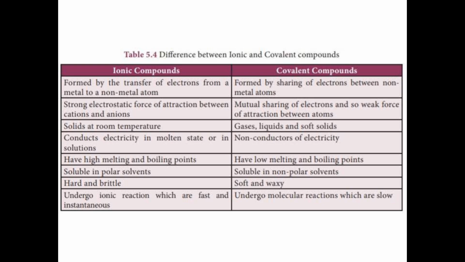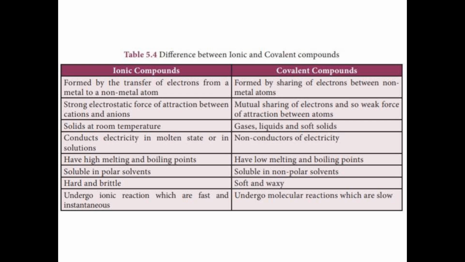Another one is that ionic compounds are usually solid at room temperature. Covalent can be gaseous, liquid, and soft solid, respectively. Ionic compounds can conduct heat and electricity, and covalent compounds, they are poor conductor or non-conductor of heat and electricity. Ionic compounds have high melting and boiling points. Covalent compounds have low melting and boiling point. Ionic compounds are soluble in polar solvent. Covalent compounds are soluble in non-polar solvent, except those of acids, like we have mentioned the other time.